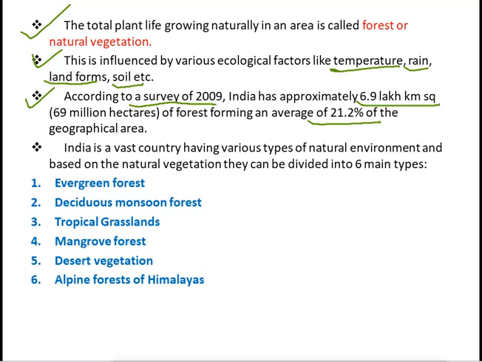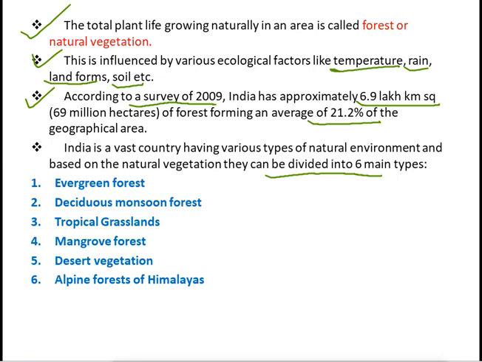Next, India is a vast country having various types of natural environment, and based on the natural vegetation they can be divided into 6 main types. We know that our country is so big, right? And it has different environmental conditions, different temperatures, different soils. So on the basis of that, our natural vegetation or the forest are divided into 6 main types. So do remember that the forests in India are divided into 6 main types. Let's have a look at the 6 types of the forest.